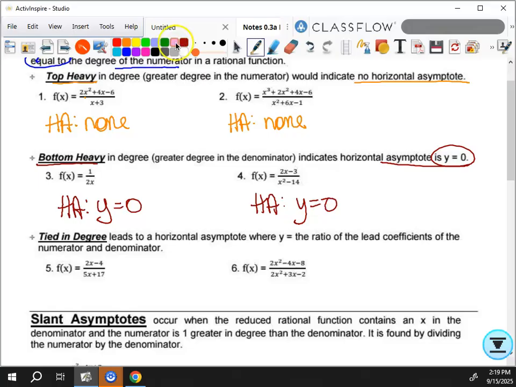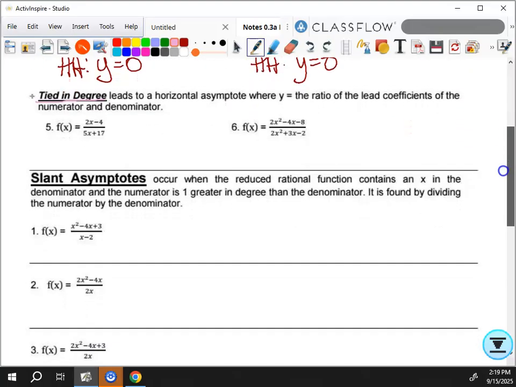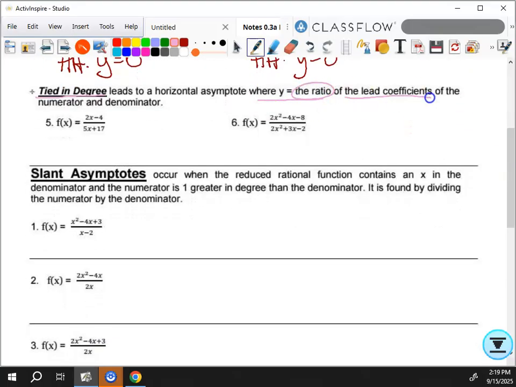All right, so then when we have them tied in degree, that leads to a horizontal asymptote where y equals the ratio of the leading coefficients. So you find the two leading terms, which most of the time should be in the front, but not always. We got to be careful. But these are my two leading terms. So I just make a ratio out of that, and my horizontal asymptote is at y equals 2/5. And it's not 2/5, it's y equals 2/5 because it's the equation of a line. Okay? Does that make sense?